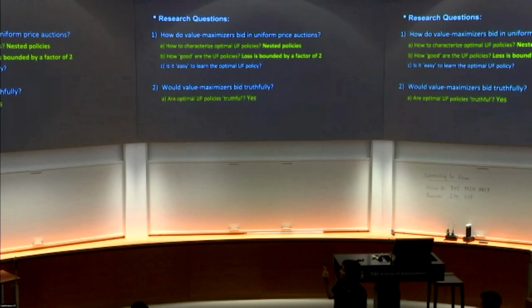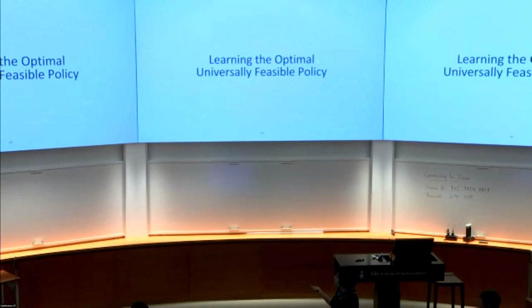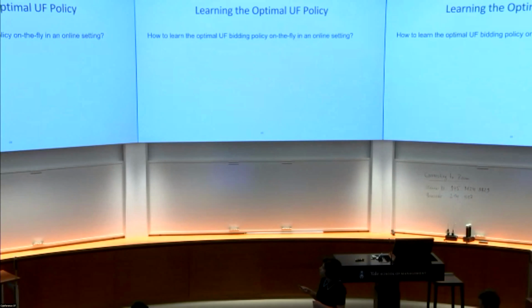Let's try to answer the third question: is it easy to learn the optimal UF? Because we still need to learn the Qs, right? Even though we have this nice nested structure, I still need to learn the quantities. So let's see how we can learn these optimal universal feasible policies over time.